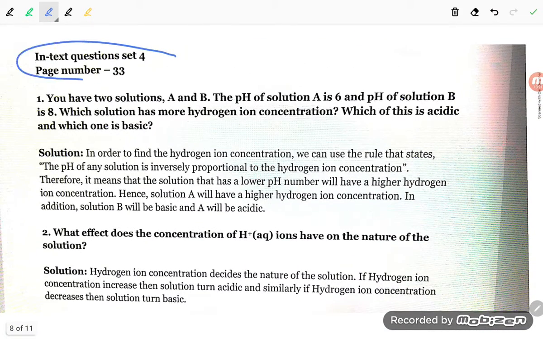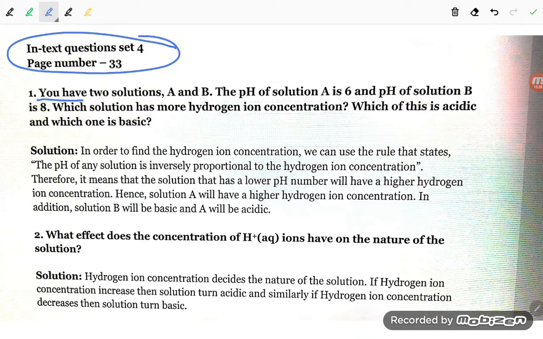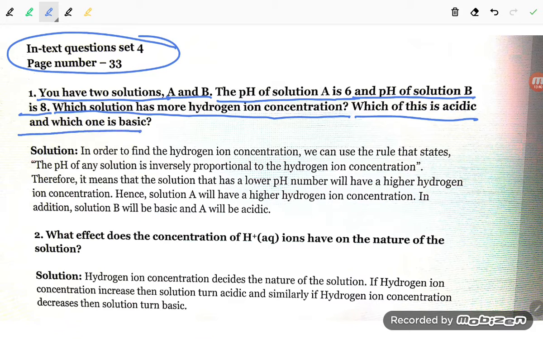Next question is in text number 4, student, page number 33. So let us read out this problem also. You have two solutions A and B. The pH of solution A is 6 and the pH of solution B is 8. Which solution has more hydrogen ion concentration, and which solution is acidic and which is basic?